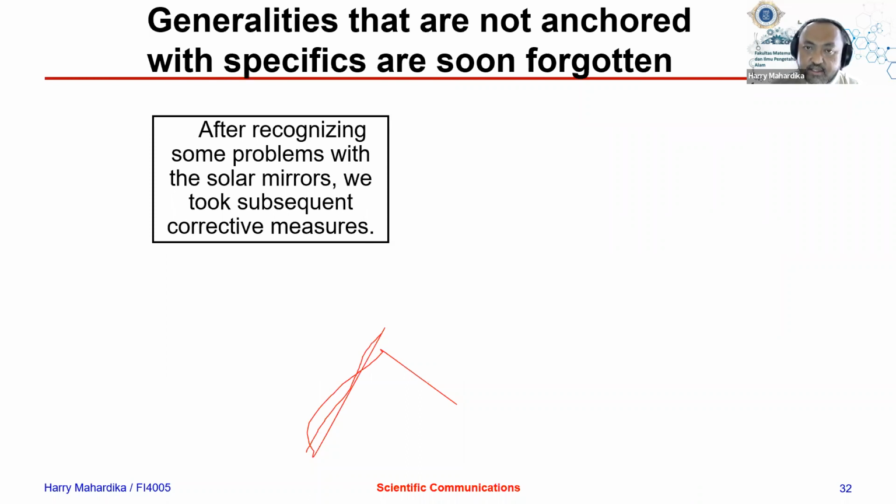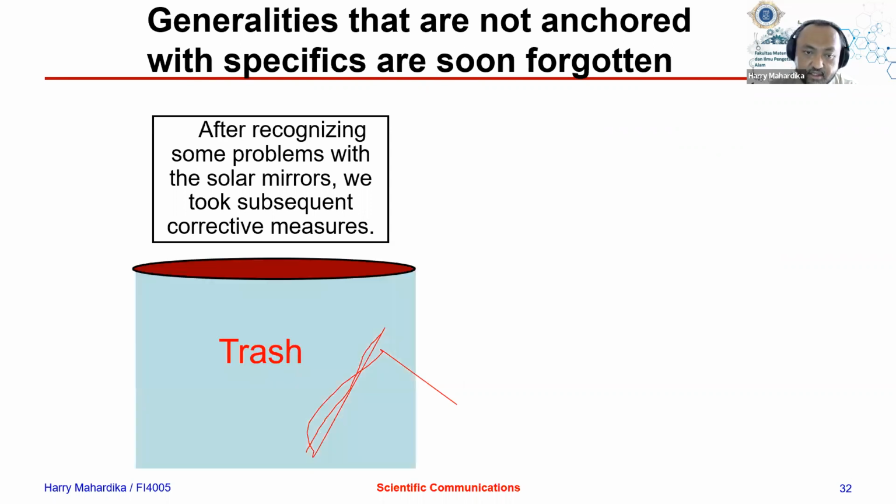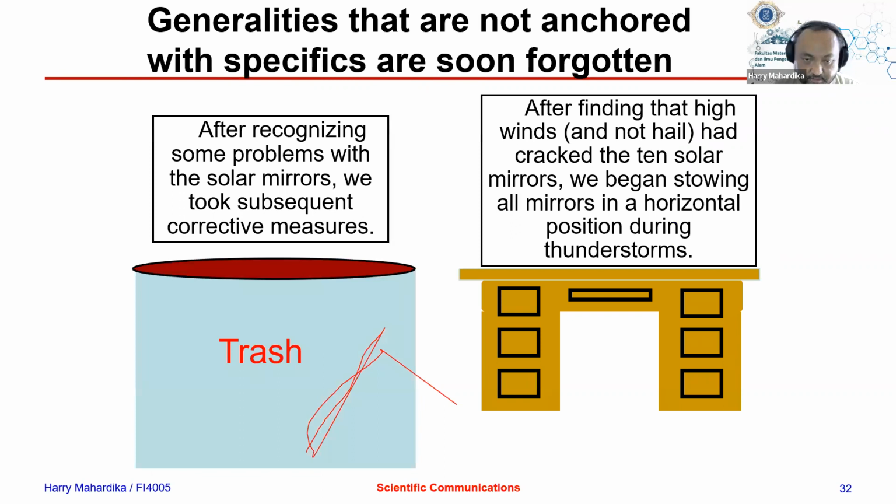Okay, next, generalities that are not anchored with specifics are soon forgotten. So here: after recognizing some problems with the solar mirrors, we took subsequent corrective measures. This sentence, even though it is correct in terms of grammar, has a meaning that is too general. It doesn't contain any specifics. It doesn't give any particular examples.